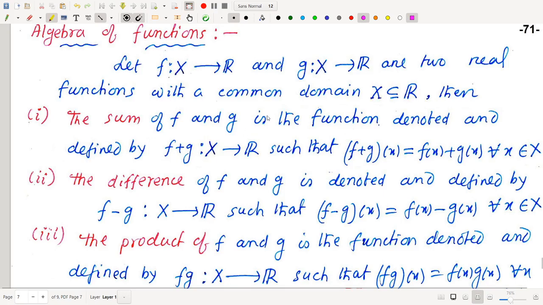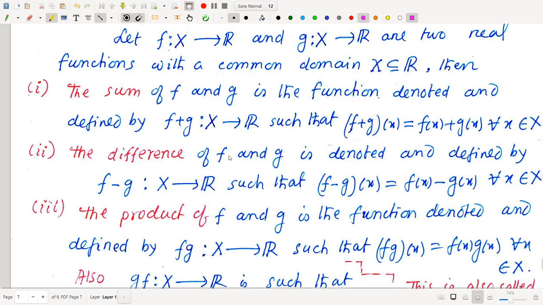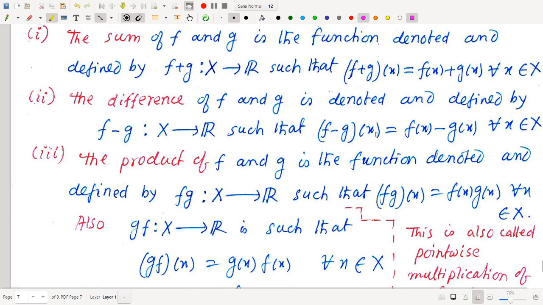Then the sum of f and g is the function denoted and defined by f plus g. F plus g is a function from X to R. It is again a real valued function such that (f plus g)(x) is equal to f(x) plus g(x). Normal definition, for all x in X. Difference of f and g is denoted and defined by f minus g from X to R such that (f minus g)(x) is f(x) minus g(x) for all x in X. The product of f and g is the function denoted and defined by fg, a function from X to R such that (fg)(x) equals f(x) g(x) for all x belongs to X.